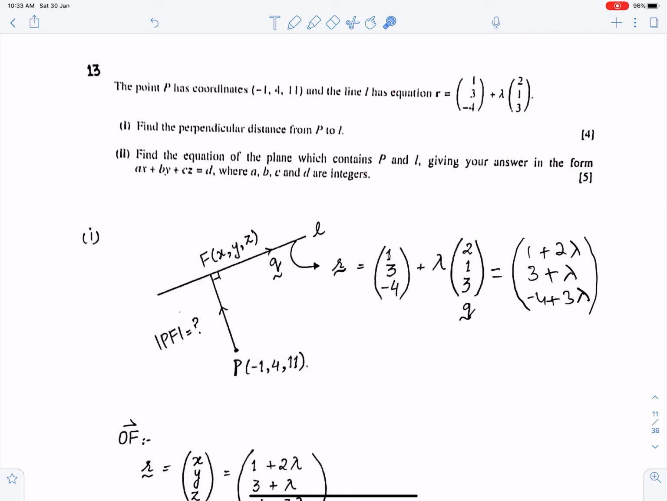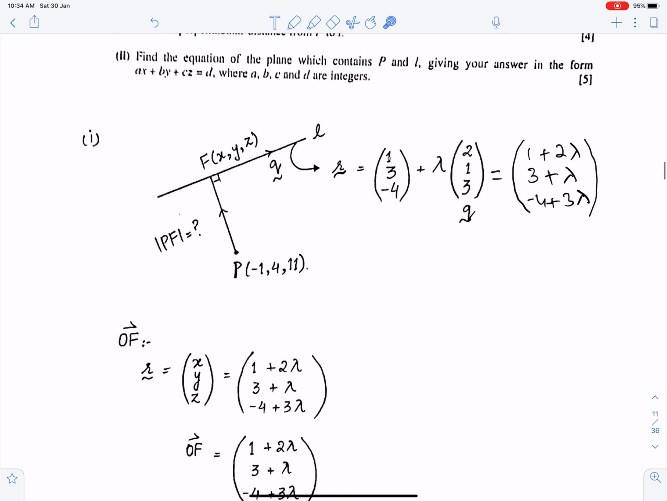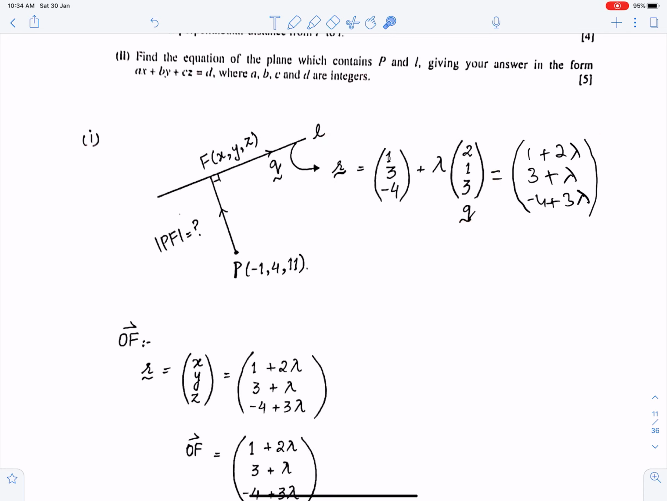We have done this topic. Well, the question is: the point P has coordinates, this is P, and the line L has equation. Find the shortest distance from P to L. Number one, make a rough sketch. This is P and this is the line L. And this line L has this equation, and this is the simplified form of R. Well, we need this distance, PF. This is the foot of the perpendicular from P to line L. And the problem is F.